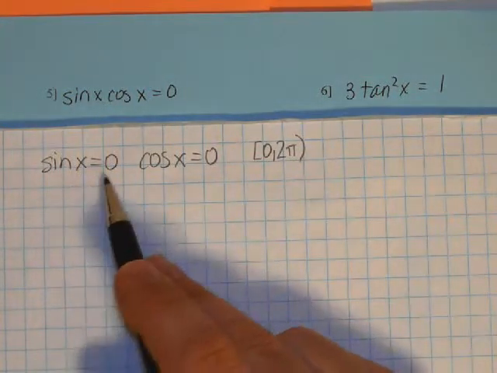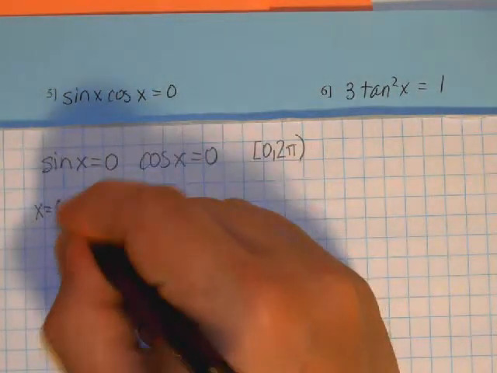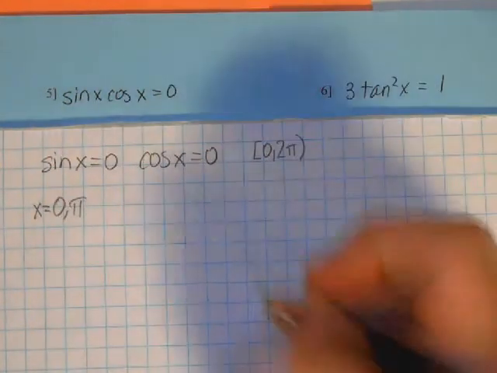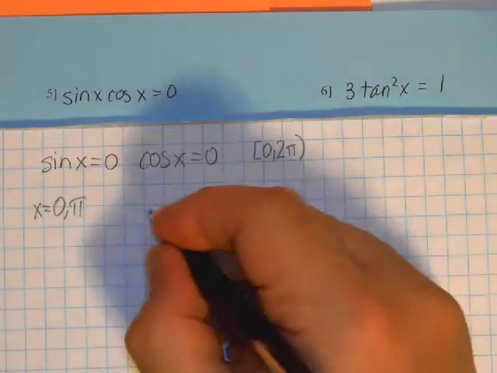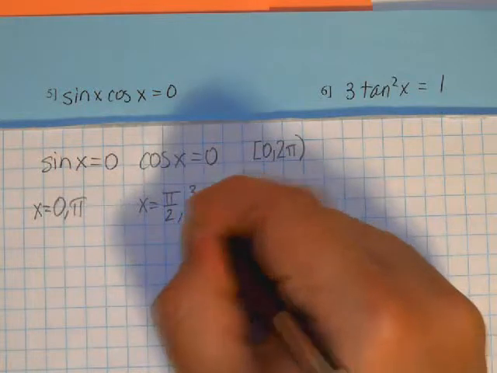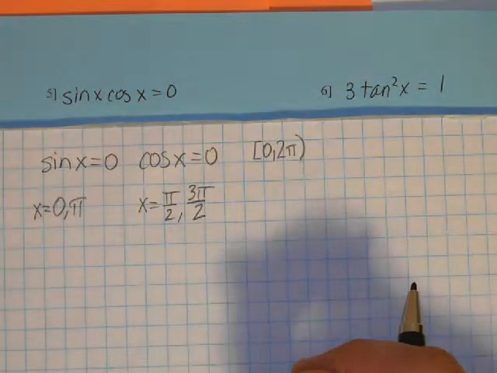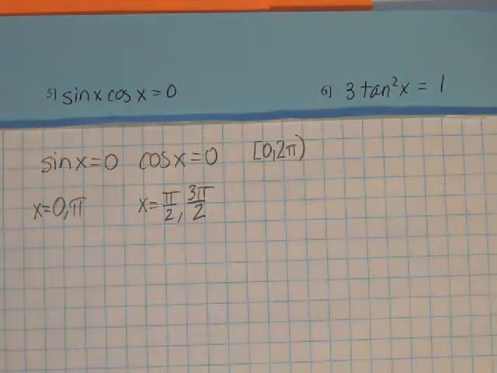So for sine x equals 0, the y-coordinate is 0 at 0 and pi. And then for cosine, it's equal to 0 at pi over 2 and 3 pi over 2. I saw some students change this into a double angle formula for sine, and it does work also.